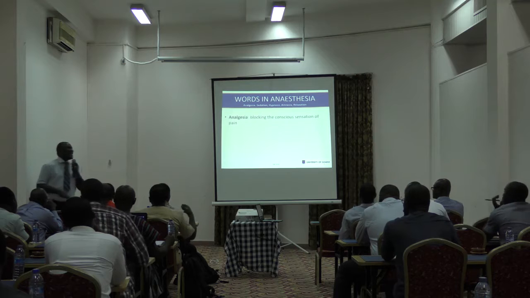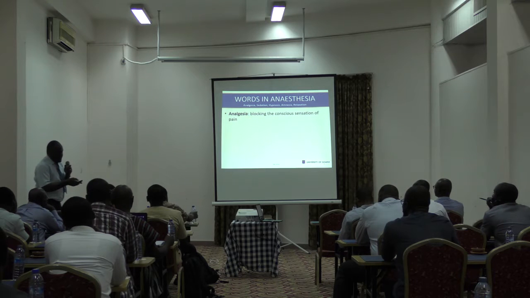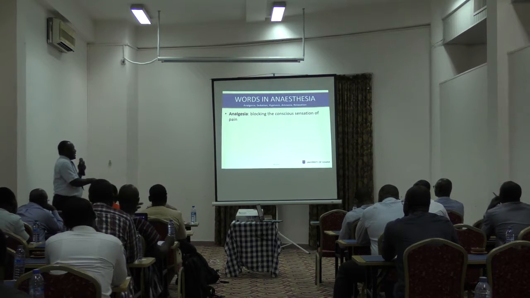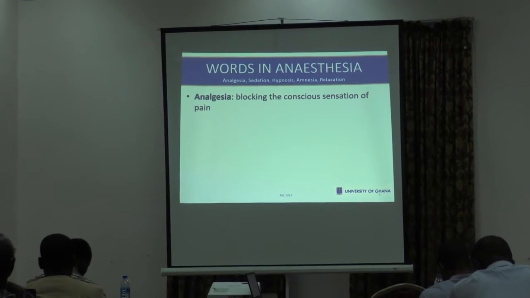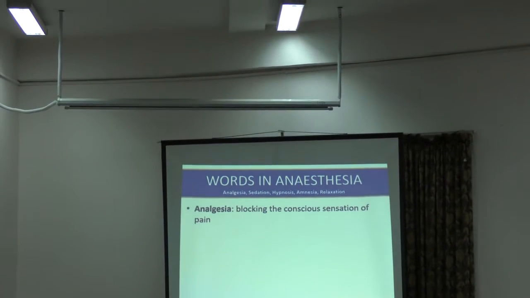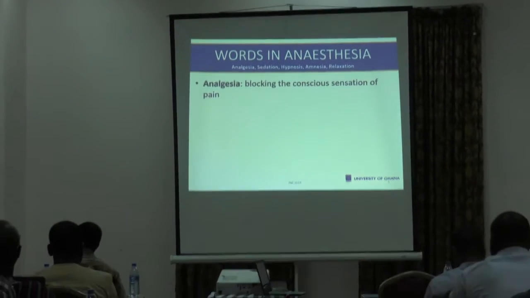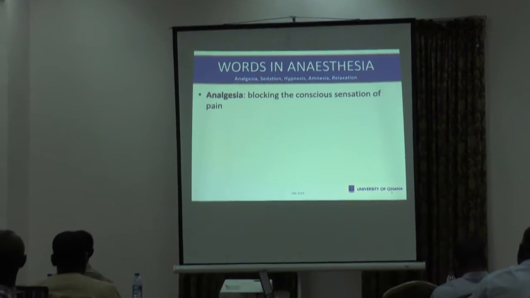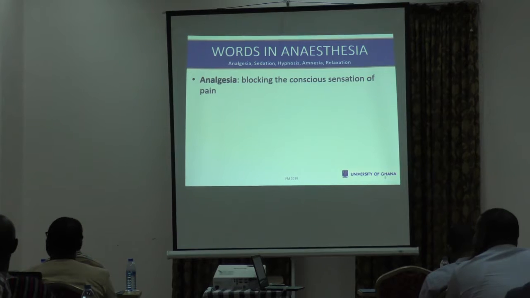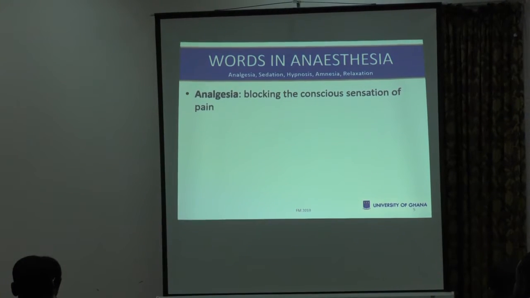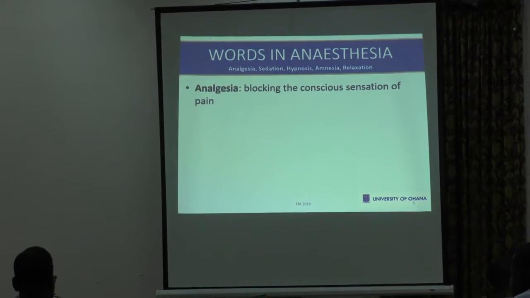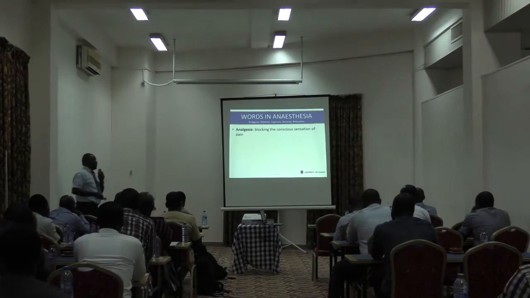Then relaxation means, or let me go through. Analgesia means just blocking the conscious sensation of pain. The pain will be there, but then it doesn't get to your thalamus. So right from the periphery till you use morphine, which works at the level of the brainstem, you can actually change the consciousness of pain. So it doesn't mean the pain is not there, but sometimes you actually block the pathway.